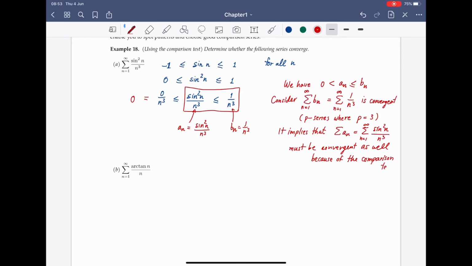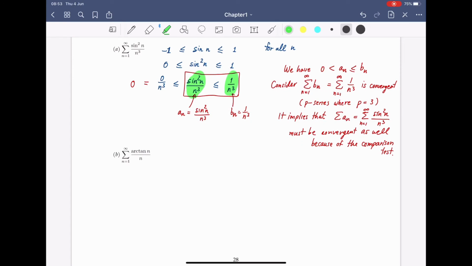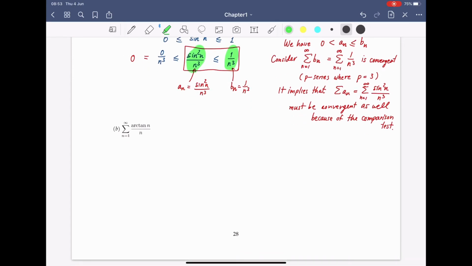So you can see that the hardest part is that 1 over n cubed comes from nowhere. So the hardest part for the comparison test is, yes, you have to make a comparison on your own. That is why it is so hard. Alright, let's do one more example on this page. So I have the summation of arctan n over n. So how can I do this question?